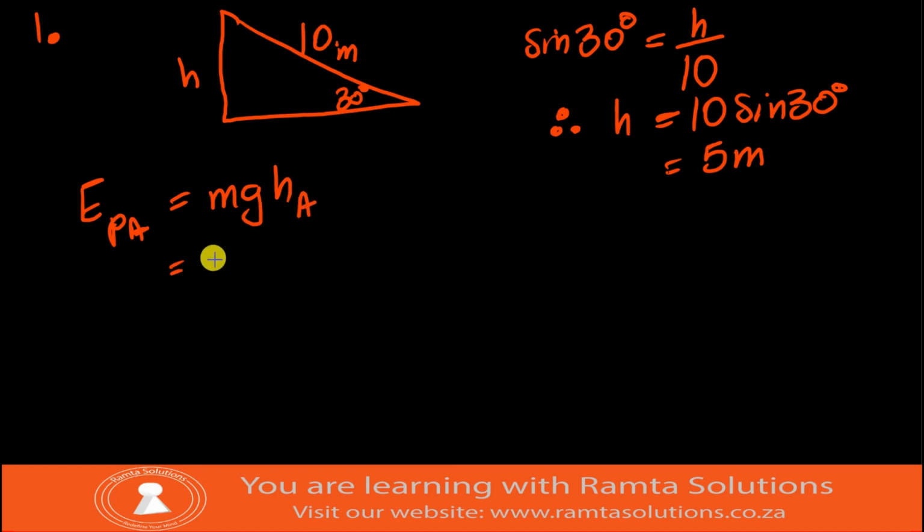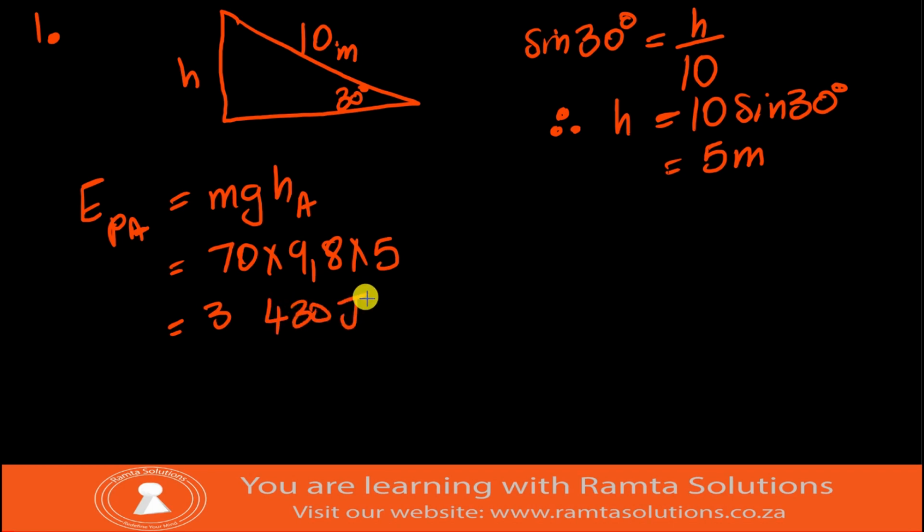So, what is the mass of the object? It is 70. Gravitational acceleration is 9.8, and the height we just calculated is 5. Now, let's see. We have 70 times 9.8 times 5. So this is 3,430 joules. Okay? Right. So now let's head to number 2.